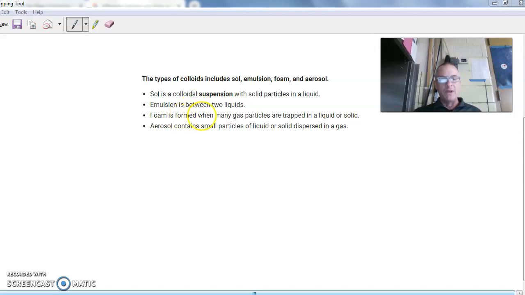A foam is when you have many gas particles trapped within a solid or liquid. So foam has gas trapped within a solid or liquid. An aerosol has particles of a liquid or solid within the gas. So foam is lots of gas in a solid or liquid, and aerosol is liquids or solids within the gas. So those are some different types of colloids.